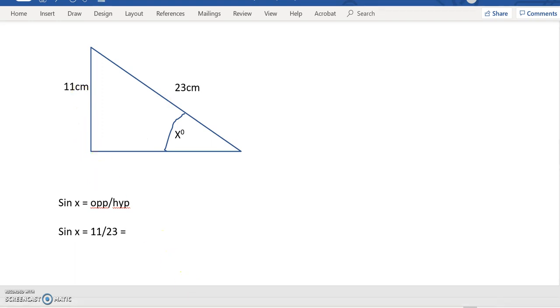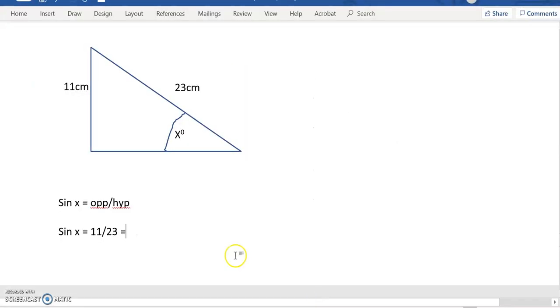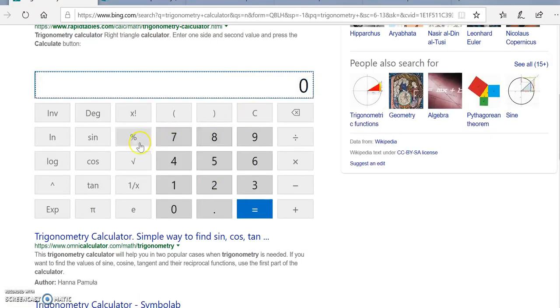If I put that into my calculator, I divide 11 by 23, and I get 0.48. So sine of x equals 0.48. Now we want to do the opposite function of finding the sine of x. We want to find the inverse sine of 0.48. If we do that, that's going to tell us what x equals.